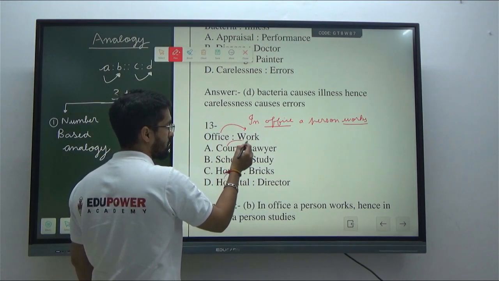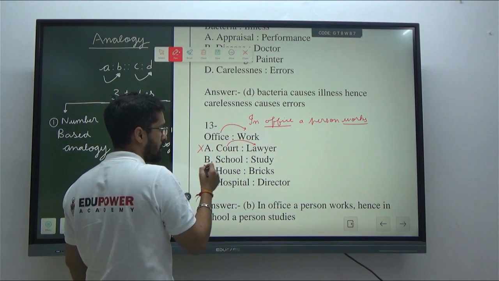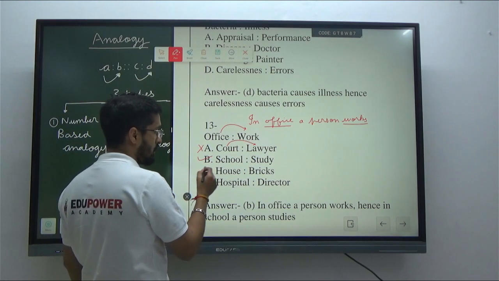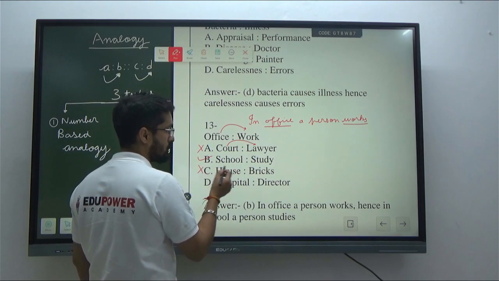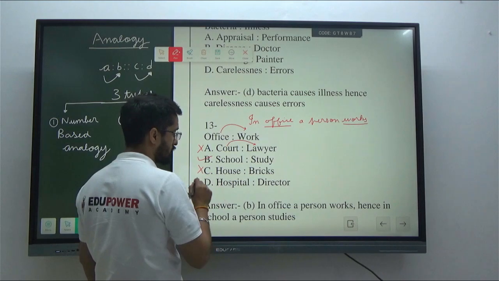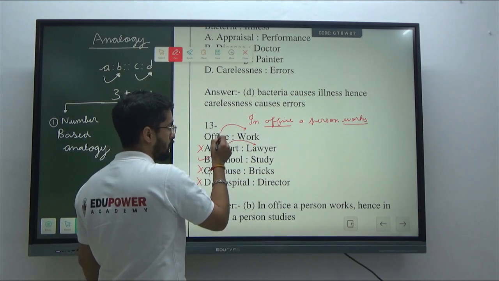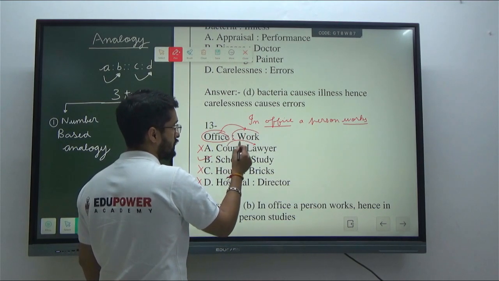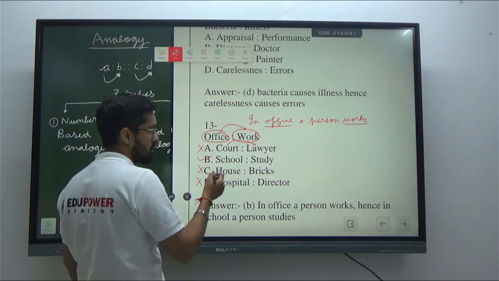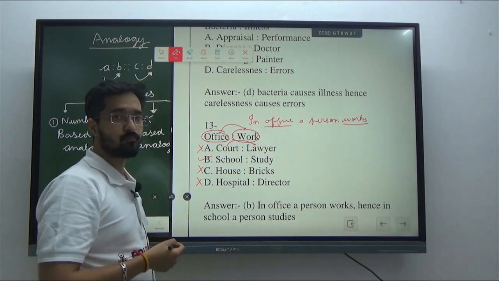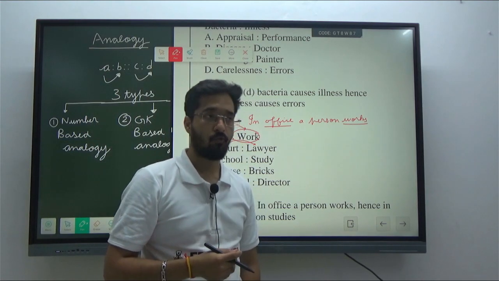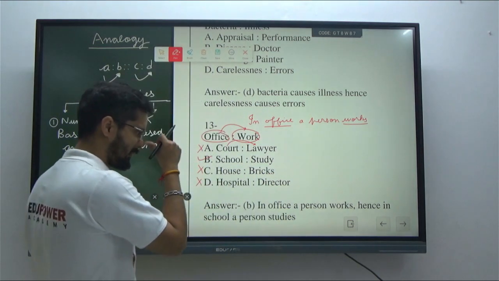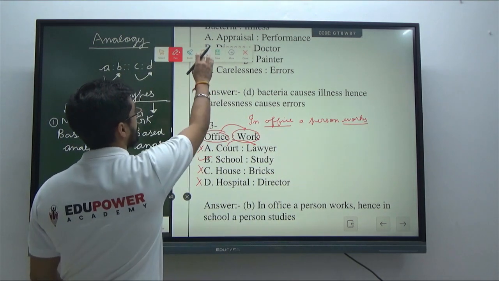Likewise in court a person lawyer, wrong. In school a person studies, correct. In house a person bricks, wrong. In hospital a person director, wrong. So basically the first one is, office is the place to work, right. Likewise school is the place to study. Office is the place to work, so school is the place to study. Moving on to the next question.